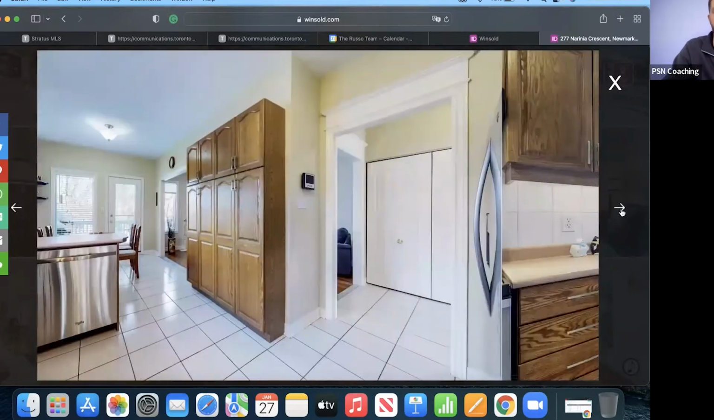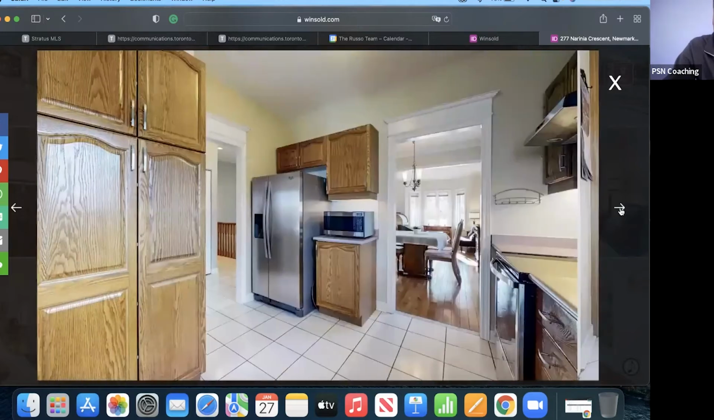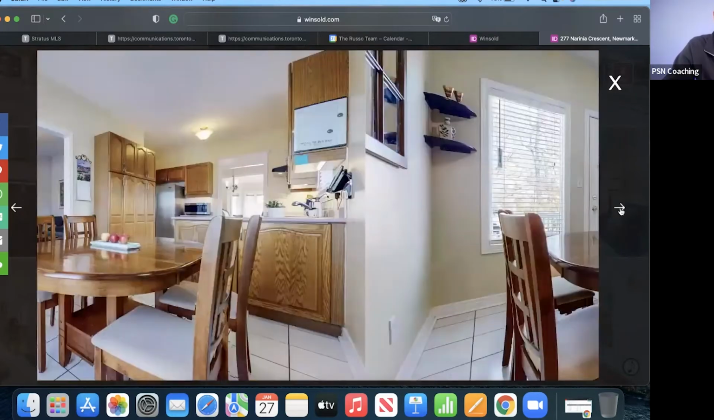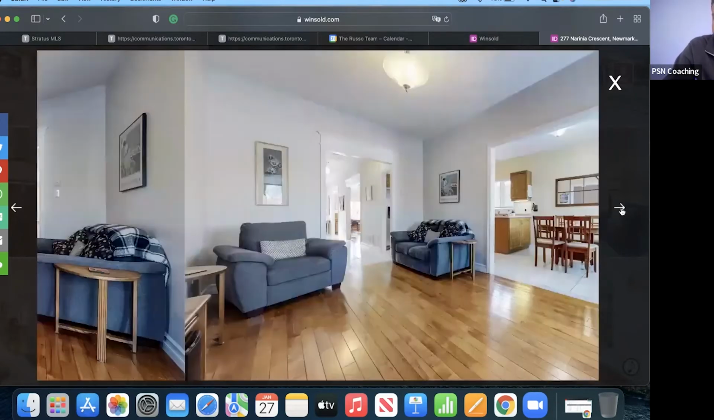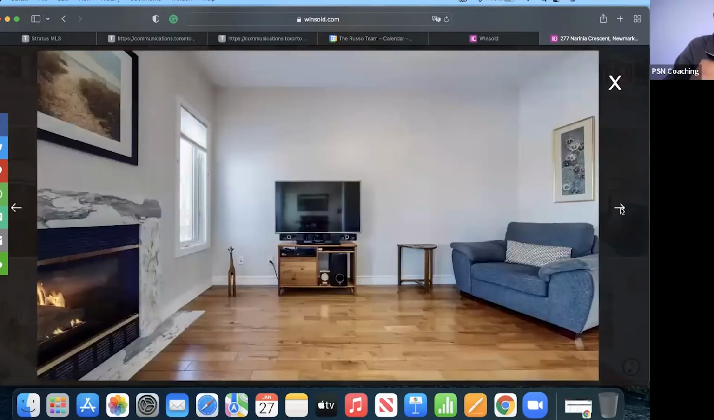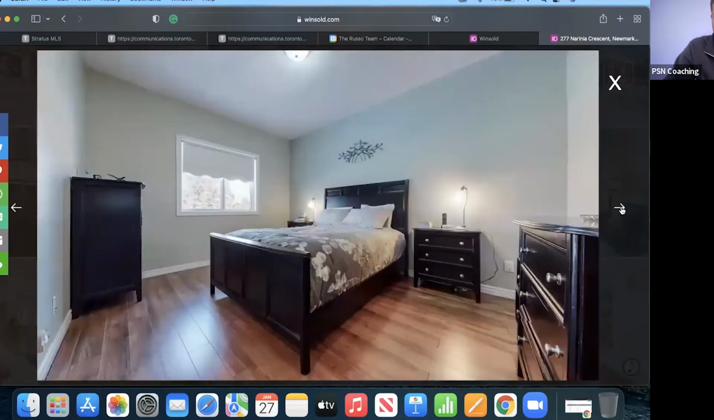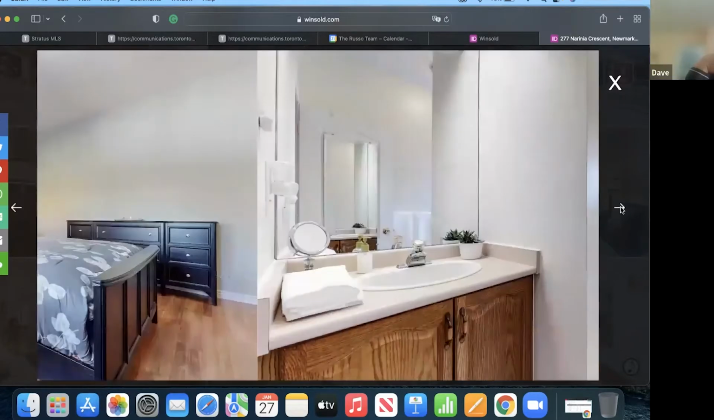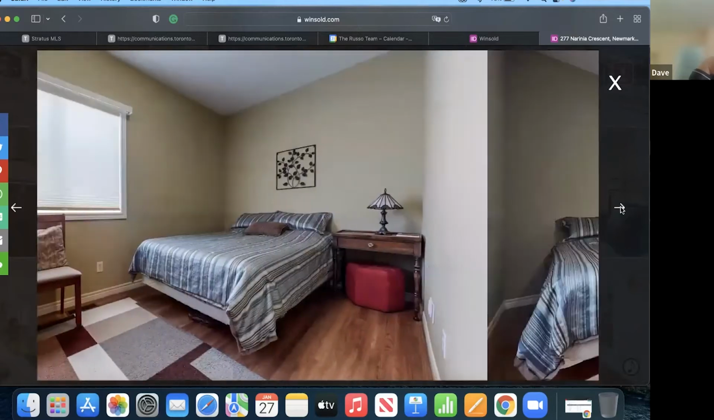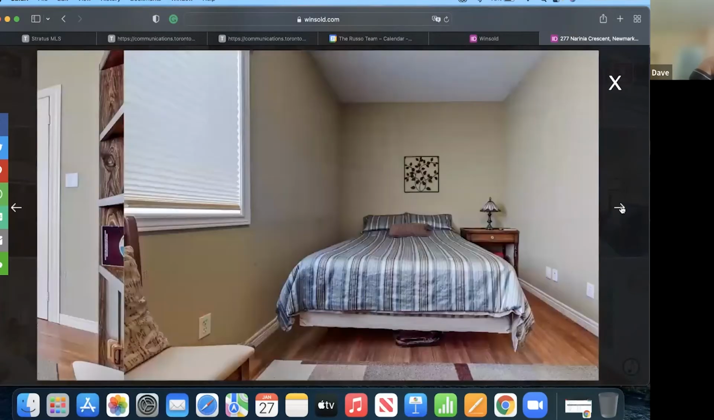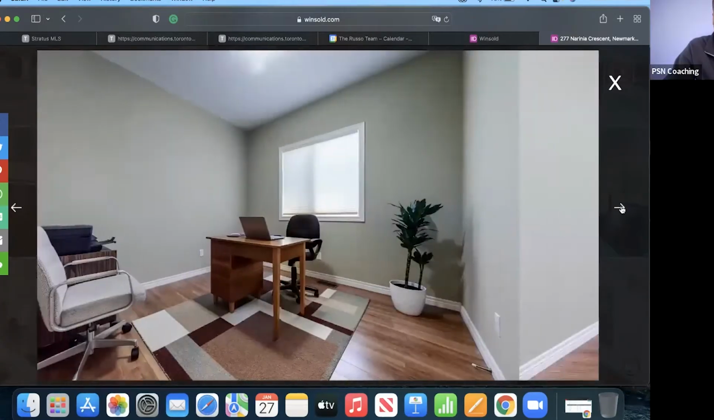The bones of it are great. Everything about it is solid. There's no issues with it. It's just outdated, right? It needs someone to come in and give it a fresh cosmetic renovation. Some things are good, like the floors look okay. It's just the kitchens and the cabinetry, crown molding, the paint.